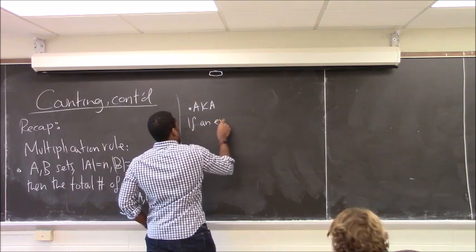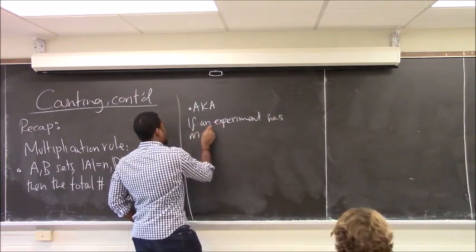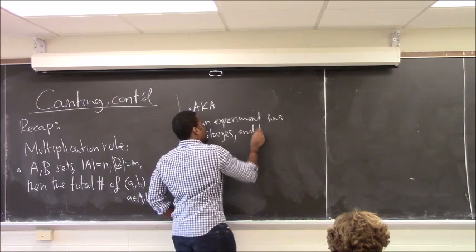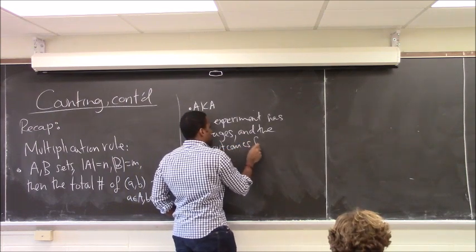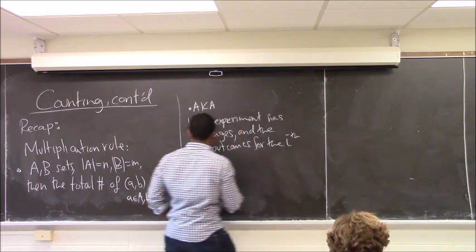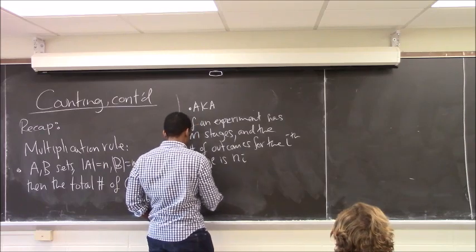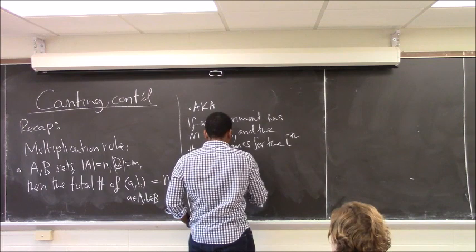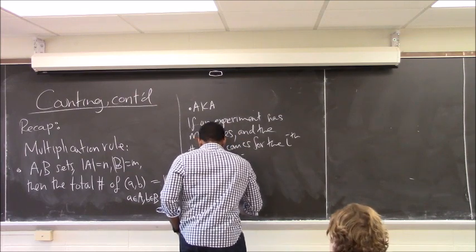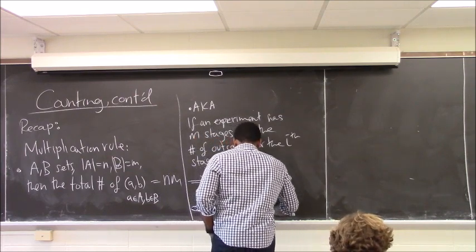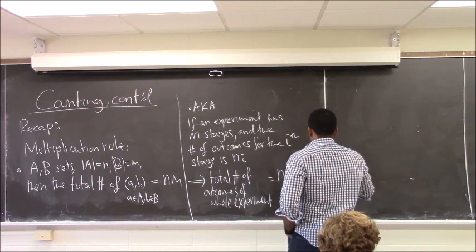if an experiment has m stages and the number of outcomes for the ith stage is n sub i, then the total number of outcomes of the whole experiment is going to be equal to n1 times n2 times ... times n sub m.